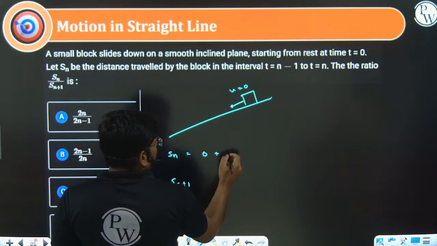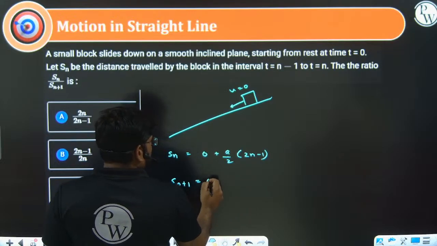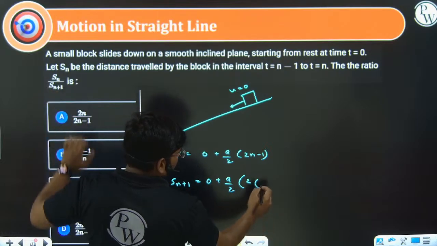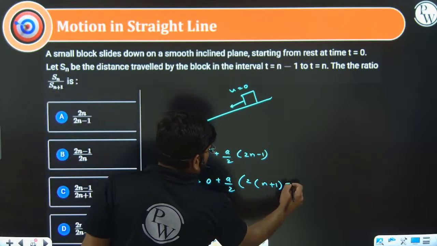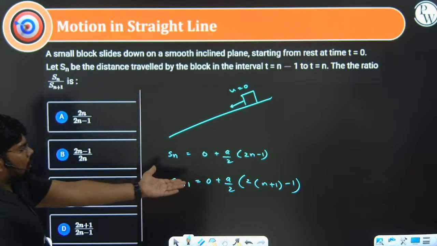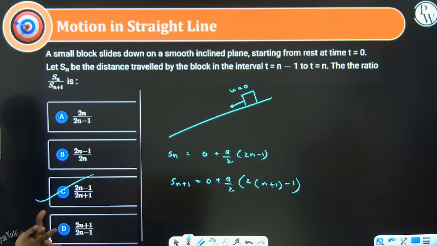Then acceleration is some constant a by 2 into 2n minus 1. Then 0 plus a by 2 into, now n plus 1 second. They are asking n plus 1, so n plus 1 minus 1. So what will be coming out here? If you divide, it is 2n minus 1 by 2n plus 1. So answer C.